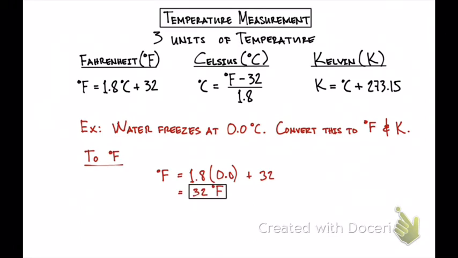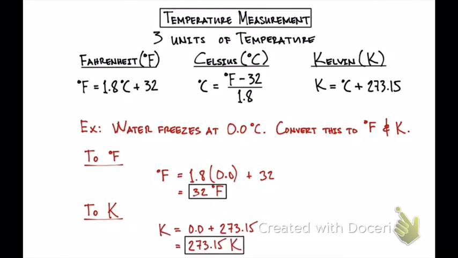All right, and then in order to convert this to Kelvin, all you have to do is add 273.15 to degrees Celsius. And since we have 0, we get 273.15 Kelvin.